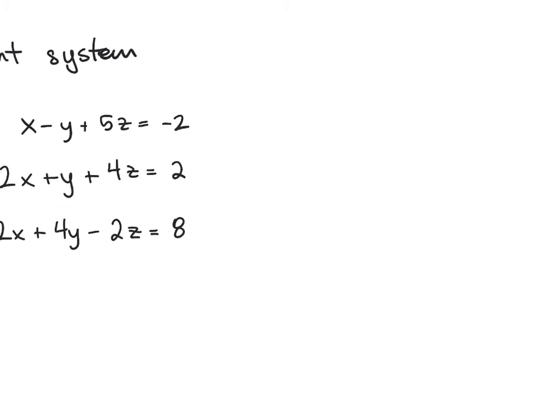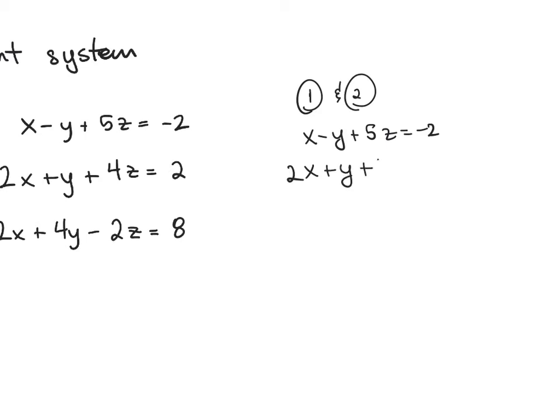So if I take equation 1 and 2 without doing anything, without multiplying either one of them by anything, I can eliminate the y variable, leaving 3x plus 9z equals 0.